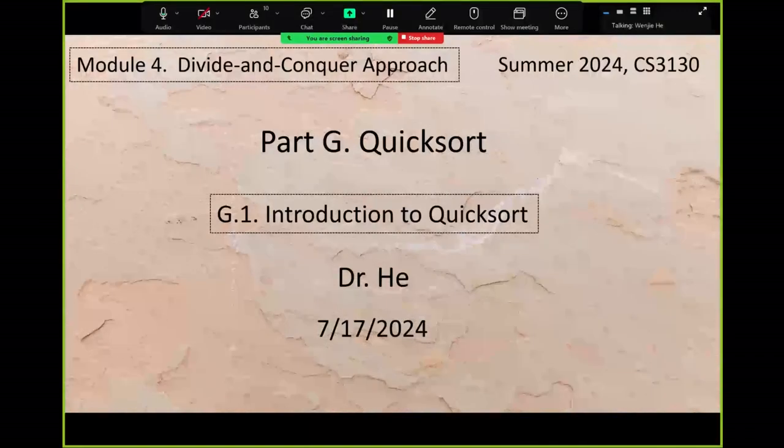Part G, the last topic of Module 4. After lecture today, we will finish Module 4, and after today's lecture, I need to give you homework assignment number 2. Next week we will start our last module, Module 5. We want to finish Module 5 in 1 week. Then we need to prepare for the final. All right.